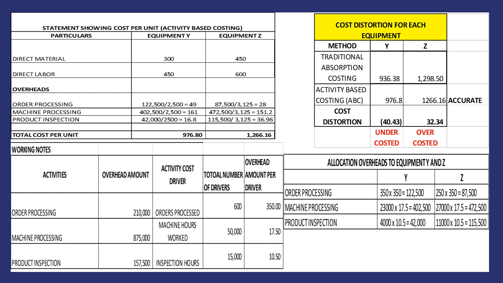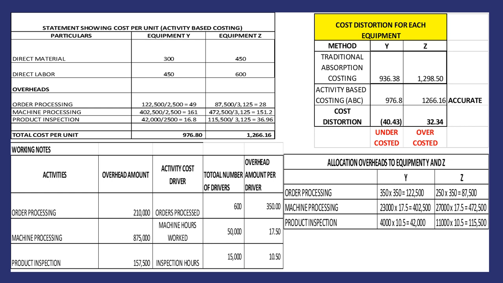157,500 divided by 15,000 equals $10.5. So this is the overhead amount per driver. It is given. Next, the calculation coming to this one, allocation of overhead to equipment Y and Z. So now, what is the overhead allocation for each activity?